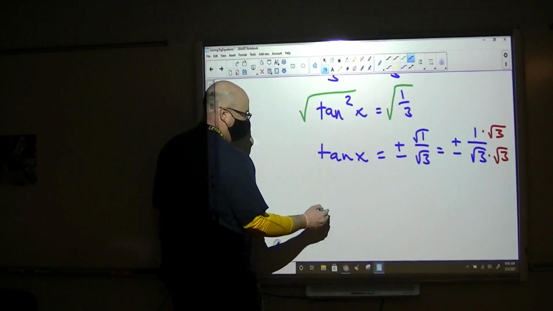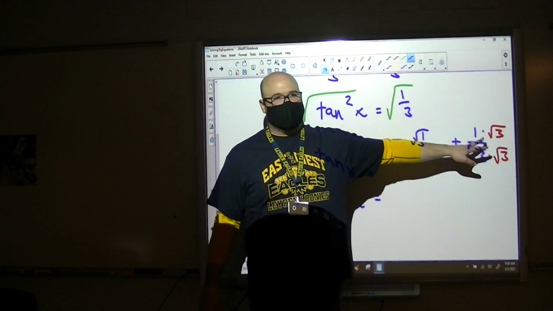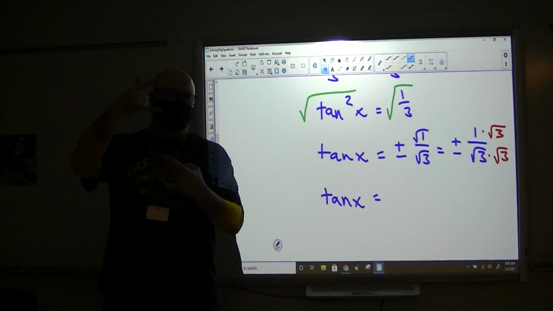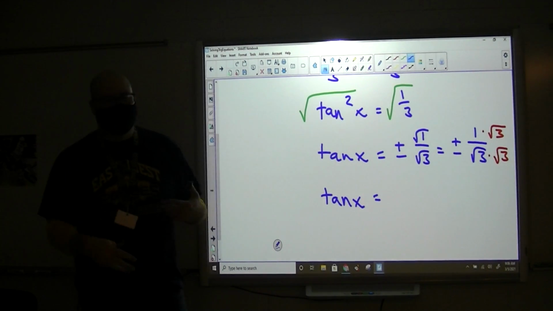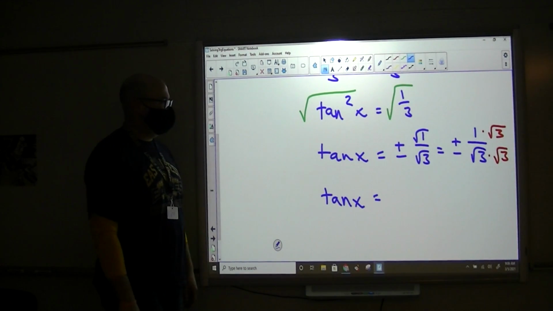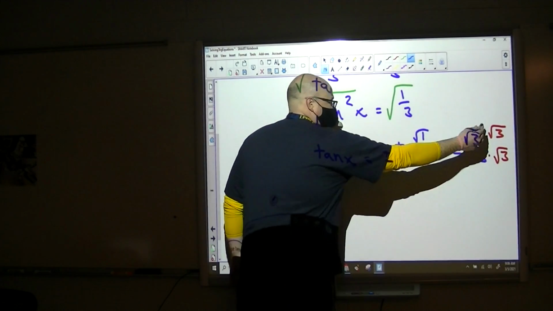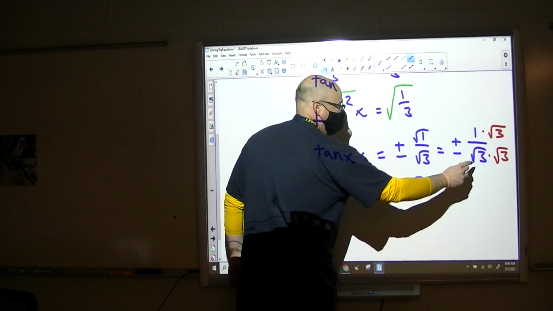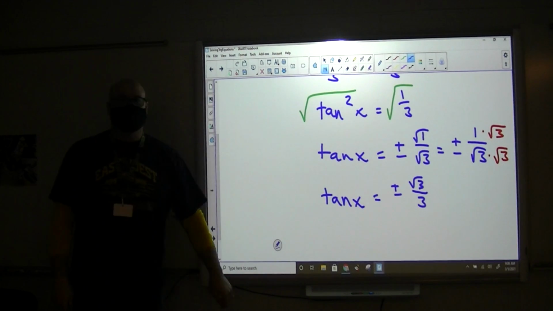And the result of this, now we did a lot of this back in Unit 4, I hope you recall. Every time we were doing tangent, it felt like we had to flip something over and multiply and get that radical out of the denominator, so on and so forth. Now here, after we simplify this, 1 times radical 3 is radical 3. Radical 3 times radical 3 is just 3. Now we have this situation.